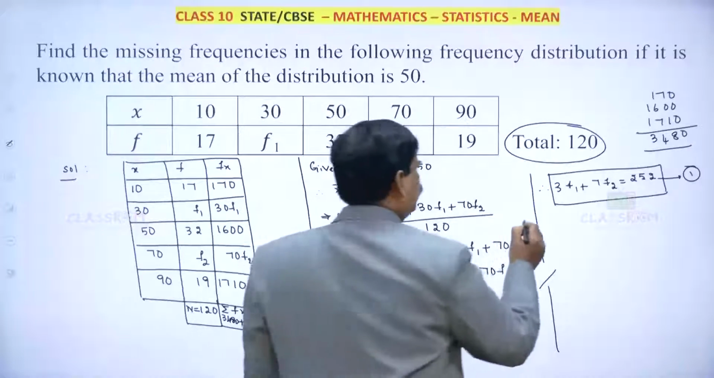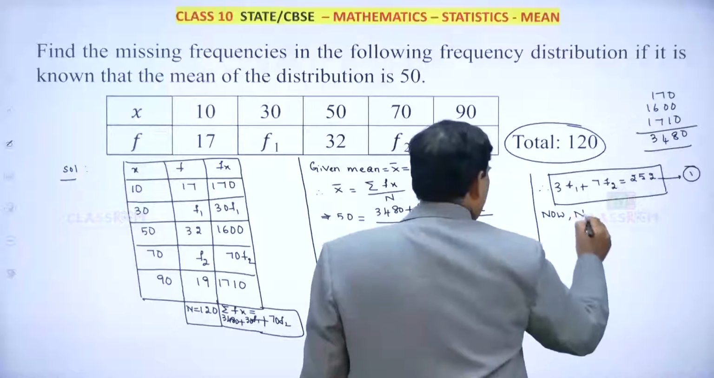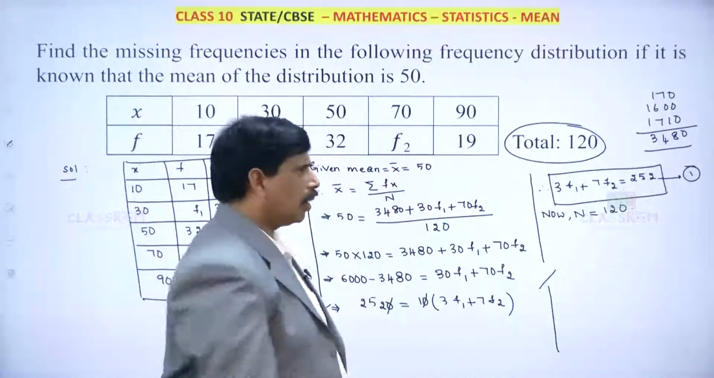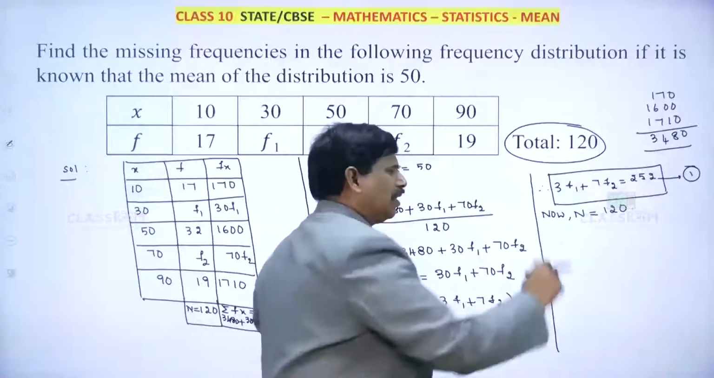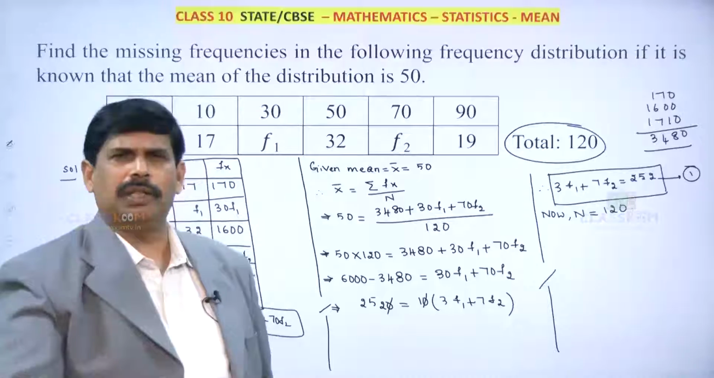So now n is equal to 120. What is the meaning of total he has given? That means the total frequencies he has given as 120. What do you mean by total, children? Sum of all the frequencies.